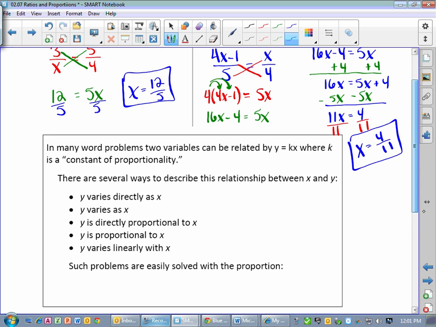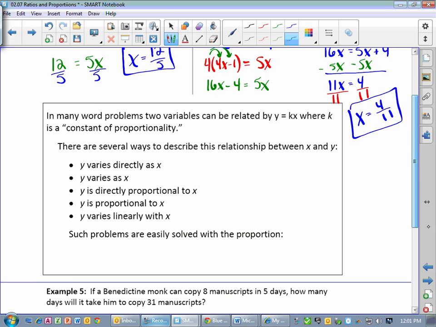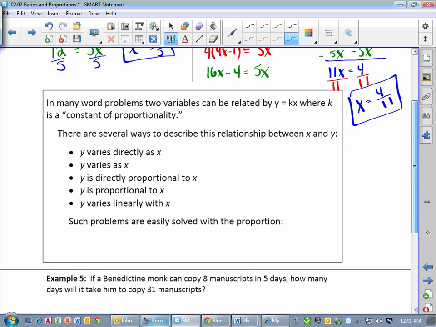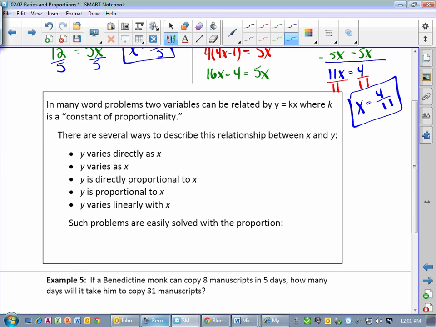Now, in word problems, there's a lot of different ways that two variables can be related. Y equals kx, where k is called a constant of proportionality. Y equals kx is a proportional relationship. Notice if we solved for k, to find that constant of proportionality, we would divide both sides by x, and k would equal y divided by x, which is a ratio, y to x. So the constant of proportionality is the ratio of y to x.